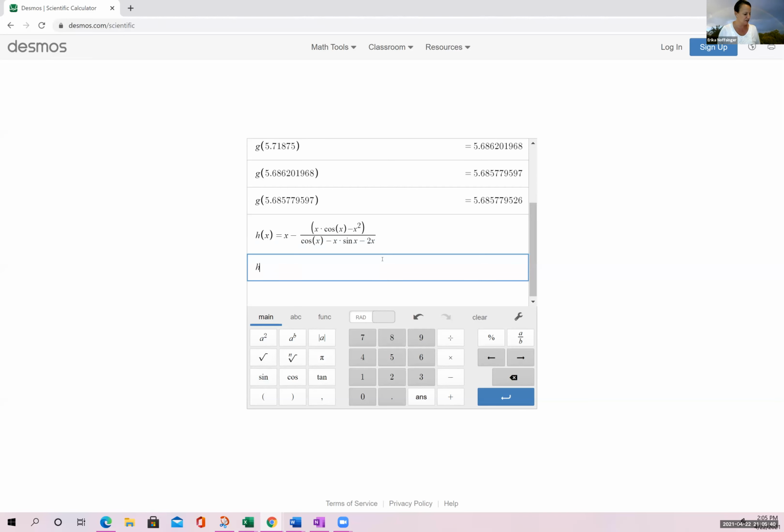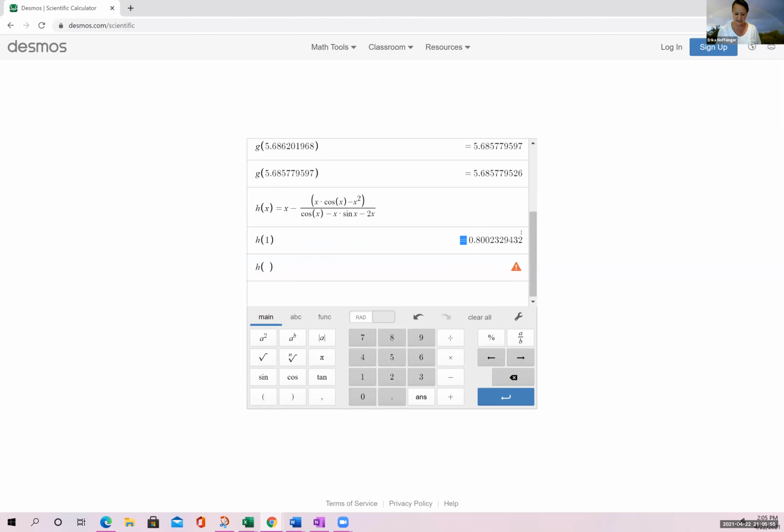Okay, so let's look at the guess that we were told to look at first. So we get 0.800. So let's look at evaluating at that answer. So now we get 0.74409. So now we're going to evaluate it at that answer.